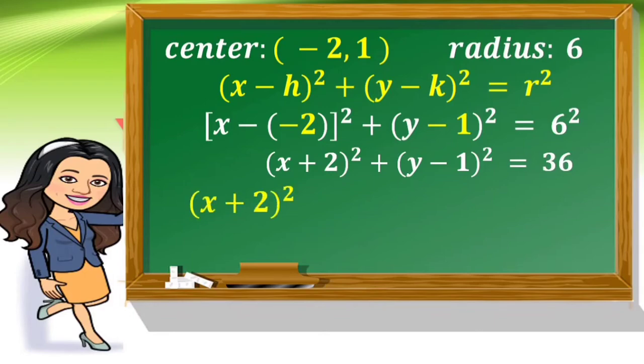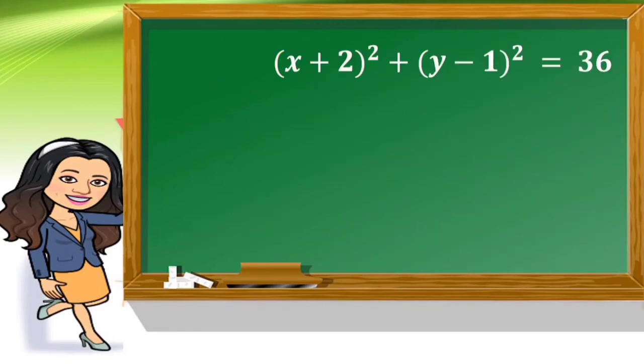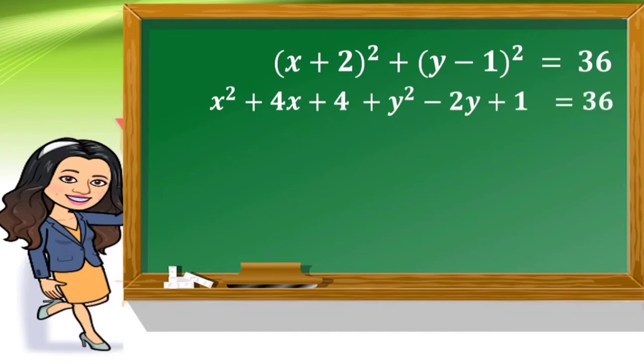So, the square of the quantity x plus 2 is equal to x squared plus 4x plus 4. And the square of the quantity y minus 1 is equal to y squared minus 2y plus 1. Again, after rewriting that into the standard form of an equation of a circle, you have to expand or square the binomial. And this equation is the same as this equation. Then after that, subtract 36 from both sides of the equation, or you transpose 36 to the left side of the equation, and that will be equal to this equation.